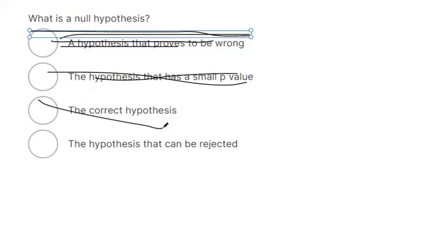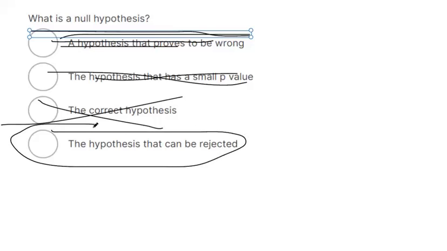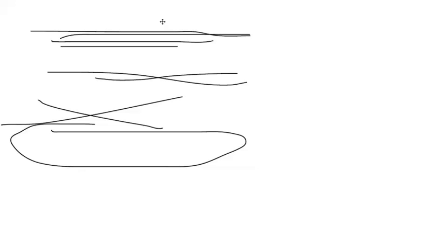The correct hypothesis, sometimes it's the one we want to side with, and sometimes it isn't. It isn't always, quote unquote, the correct hypothesis. The hypothesis that can be rejected, that's correct. We want to either reject the status quo and say something is statistically significantly different, or we want to say we can't reject the status quo. We can't say that we have enough evidence to reject it.